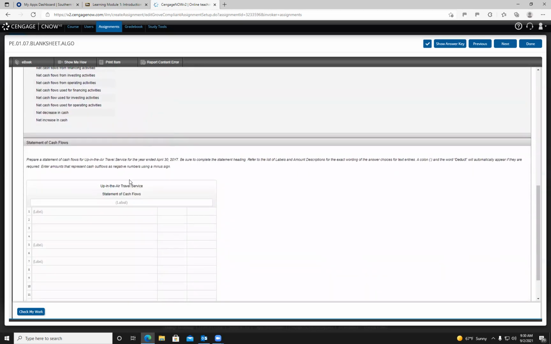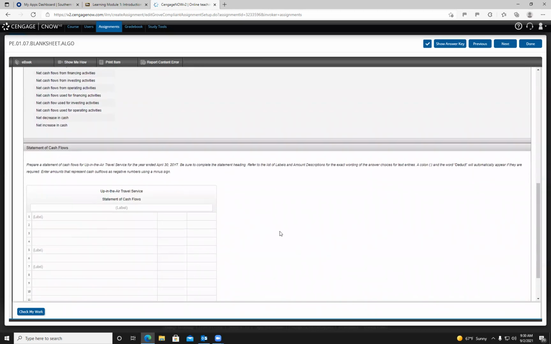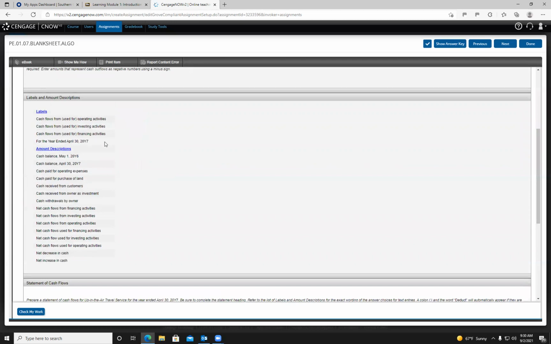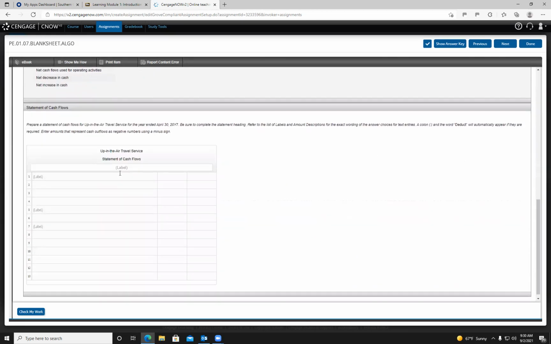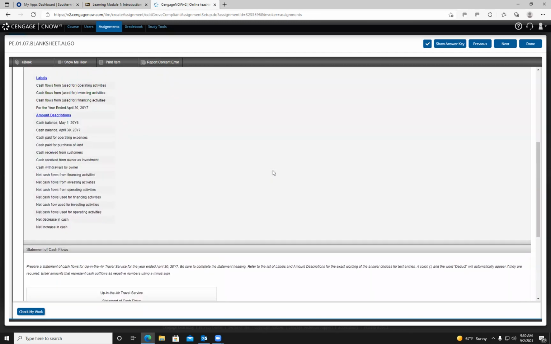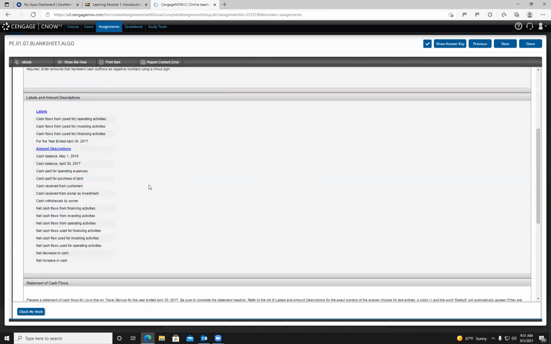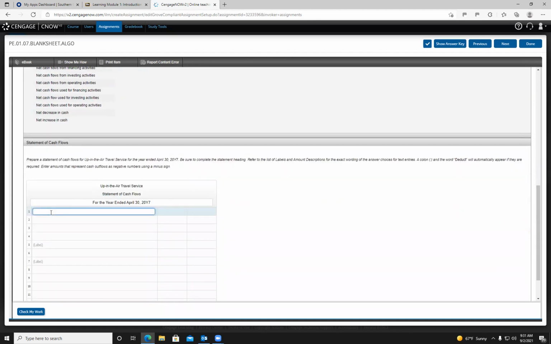So first thing we're going to do is come over here and plug in our labels. The first label is your time period, and this is for the year that ended April 30th, 2007. So that's our first label. You always start out with your operating activities. So this is our cash flows from or used for operating activities. That's going to be our next label.